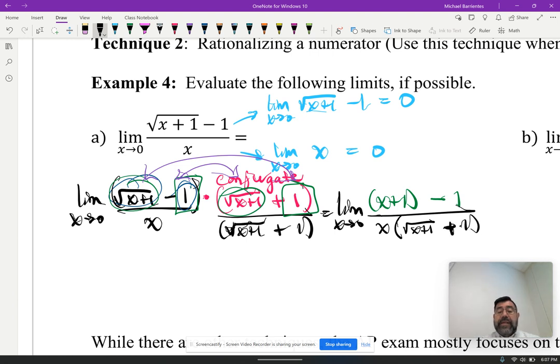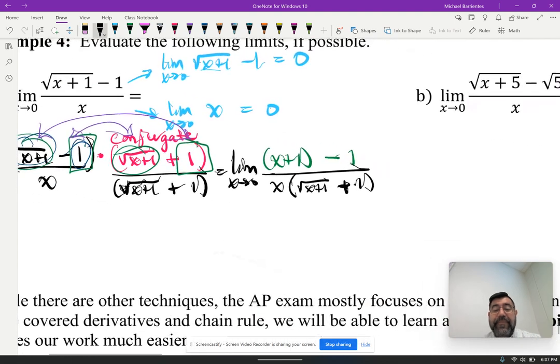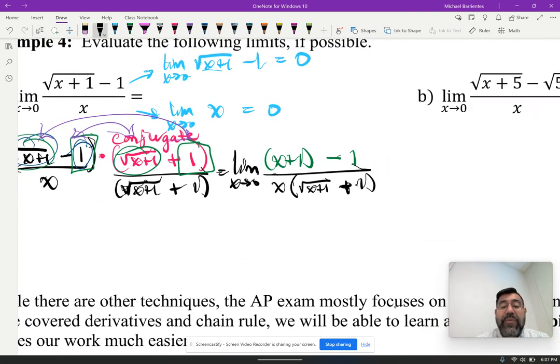Now, something nice is going to happen, and this is where the cleverness comes into play. What happens when I add 1 and subtract 1? What am I left with? I'm just left with the x, because these cancel, right? Plus 1 minus 1 cancel.